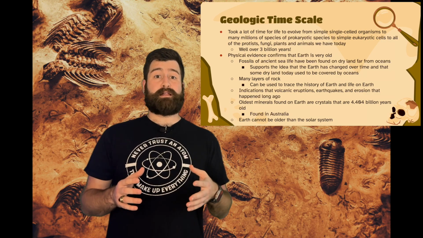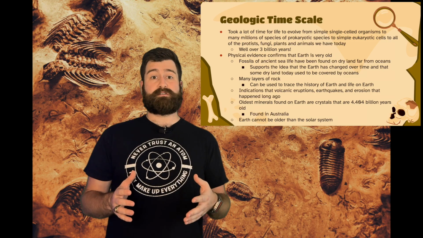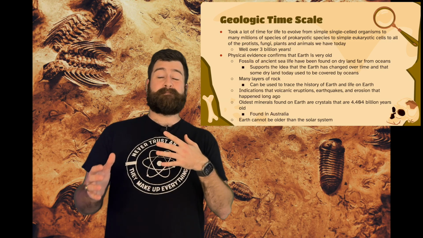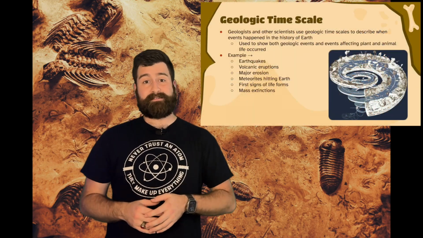Scientists also have a solid idea of how old our solar system is, and Earth cannot be older than the solar system, which caps us around 4.6 billion years old. Now, I know that I just repeated a lot of information that we've already talked about, whether this episode or a different one, but I wanted to stress those key points to help you get a better understanding of them. Anyways, on to geologic timescales.